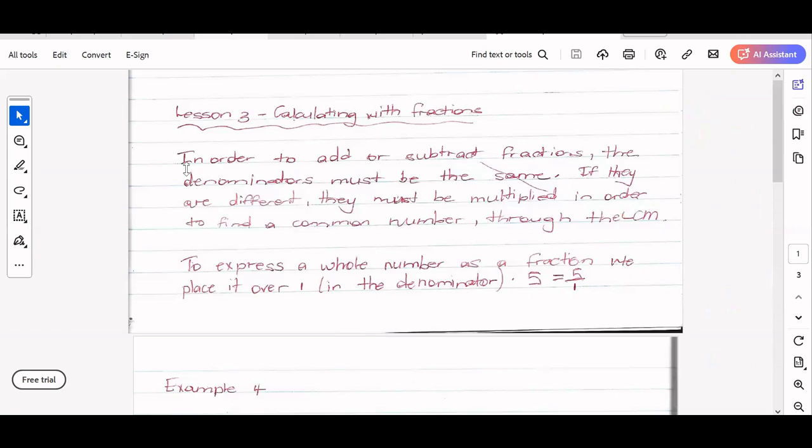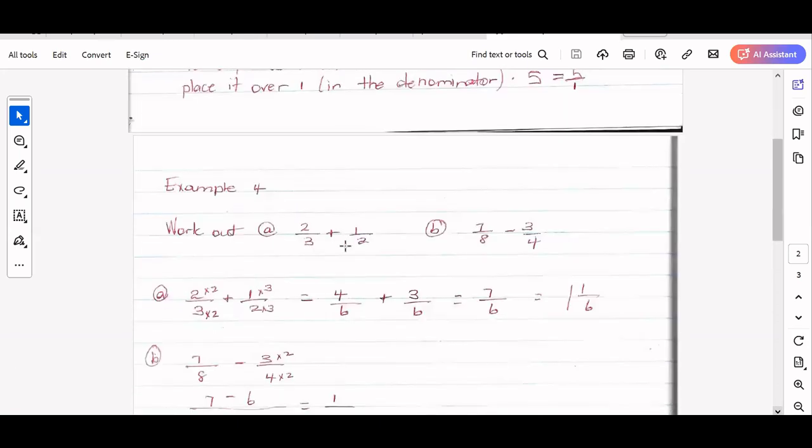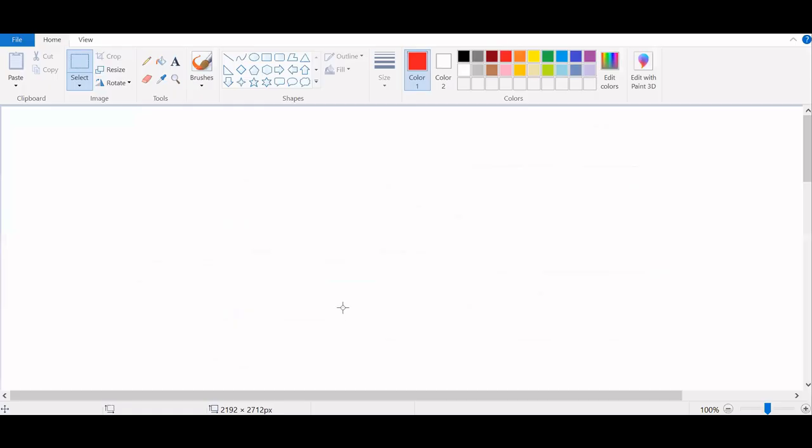Now, let's look at example 4. Example 4 simply says, work out 2/3 plus a half and 7/8 minus 3/4. So let's go into our working page here. And A had asked us to do 2/3 plus 1/2. We recognize that our denominators are different. So we have to find the LCM. The LCM here would be 6.